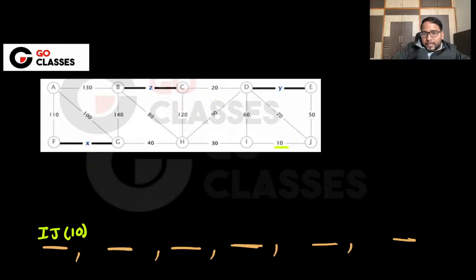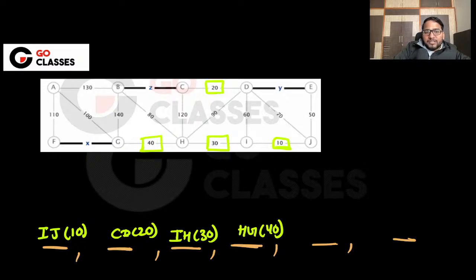I mean, this 10 I have taken. The next minimum is 20, which is CD, and it is not forming a cycle with anyone. The next minimum here will be 30, right? IH, it is 30. It is also not bringing a cycle. The next minimum here is 40, which is HG, right? The next minimum is 50.